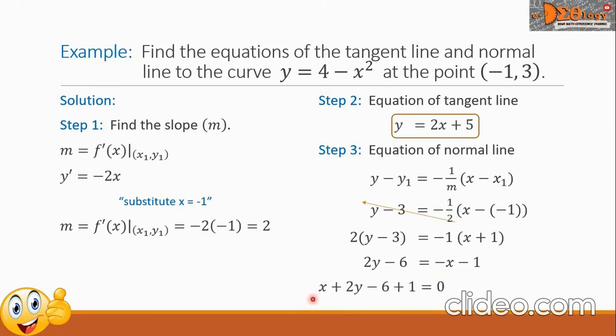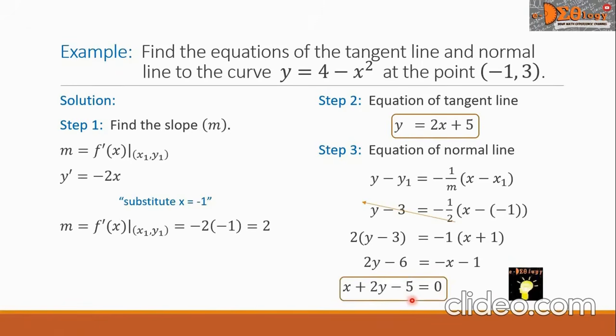So we have now x plus 2y minus 6 plus 1 equals 0. Let us combine this negative 6 plus 1, so we have negative 5. So we have now our final answer for the equation of normal line. x plus 2y minus 5 equals 0. These are the answers for the tangent line and the normal line.